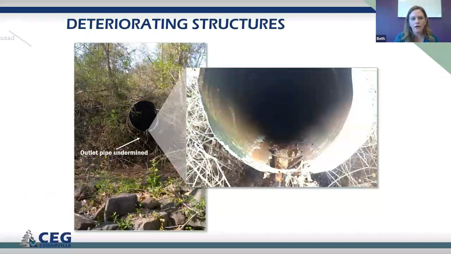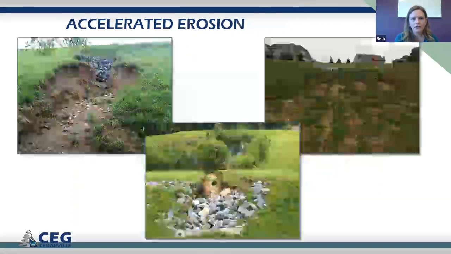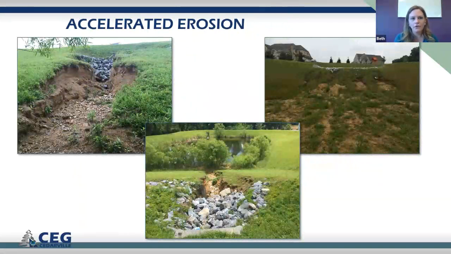And then acknowledge, as the inspector, what was the source of that sediment into that basin in the upstream drainage area. Okay, you might run into deteriorating structures. Right here, we have an outlet pipe that's been undermined, and as a result, the riprap apron has been displaced. And we also have a typical corrugated metal pipe that's been corroded, which is not an unfamiliar sight.